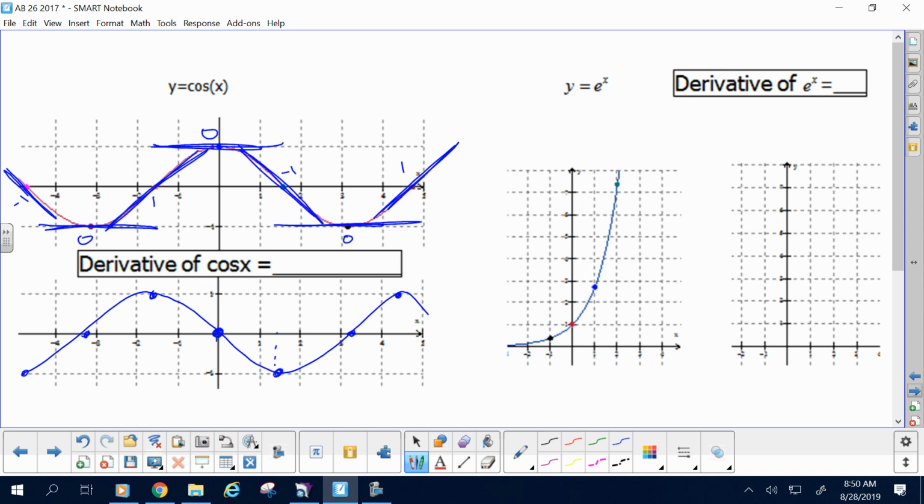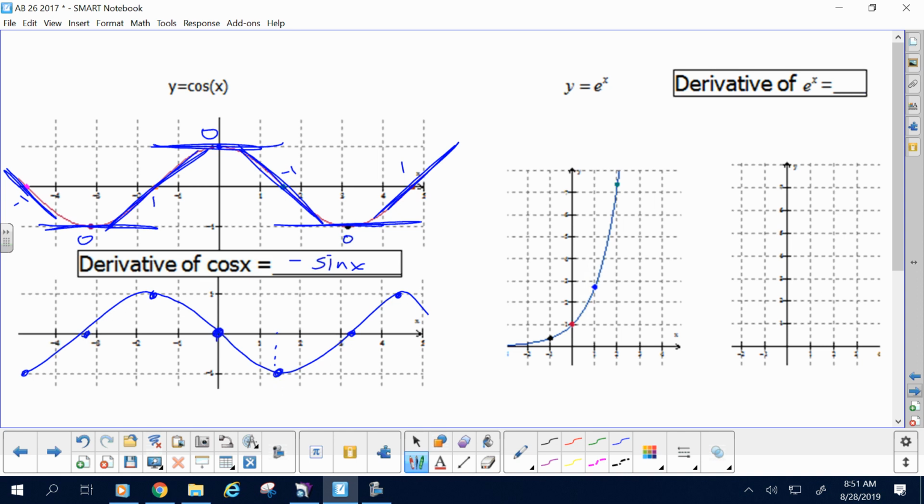Is that about what your slopes are looking like? So you would say that the derivative of cosine is negative sine. All right. Do you get the process of trying to figure out what a derivative is based on what the slope pattern looks like? That's your goal, to then use that to find the other two, please.